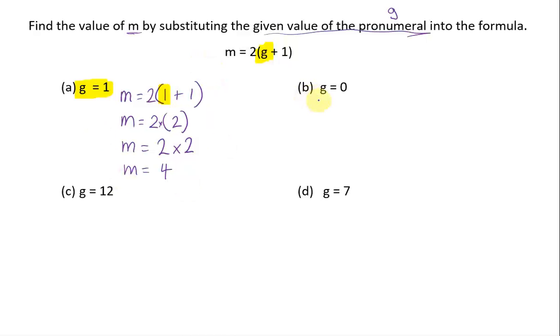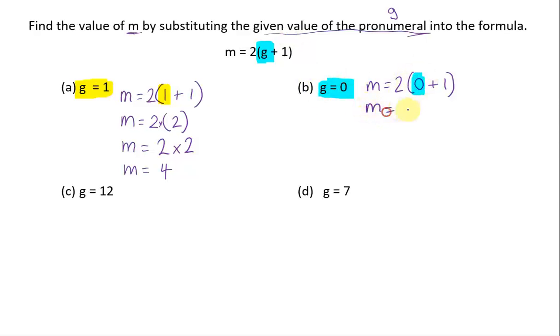So we can do the same thing when we have a different value of our pronumeral, when g is something different. Here in part B, g is 0. So let's do this in a different color. We'll use blue for this one. G is 0. We're putting 0 into the formula where the g is. So once again, we rewrite the formula. M equals 2, bracket. Instead of g, our value of g is 0, so we can put 0 in there. Plus 1. And that looks exactly the same as our original formula, except we put 0 in where g was, because that's what our g is equal to.